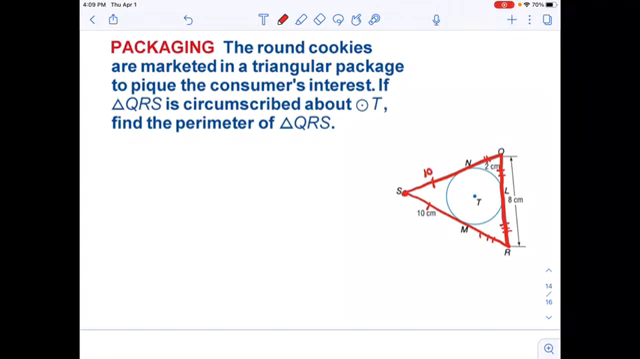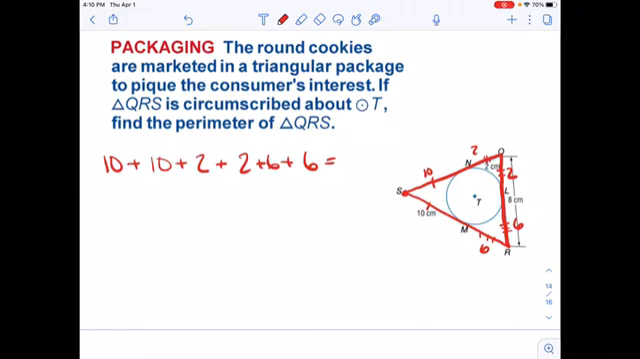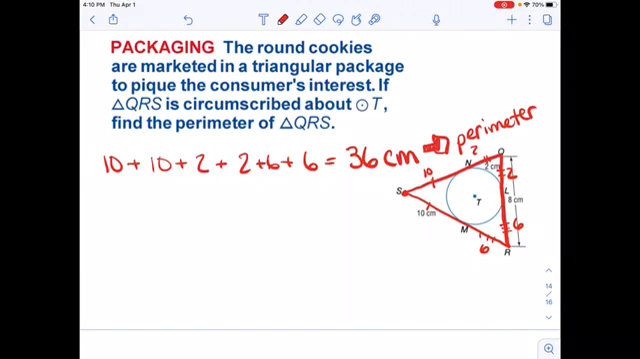So if SM is 10, SN is 10. If QN is 2, then QL is also 2. And if LR is 8 minus 2, or 6, then MR is also 6. So you go ahead and add each of these up. Make sure you don't double count the 8 or something like that. And we solve, and I believe we end up getting 36 centimeters. Make sure you check your unit, as our perimeter. Okay?